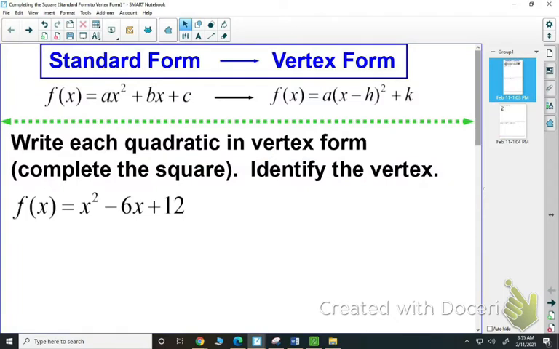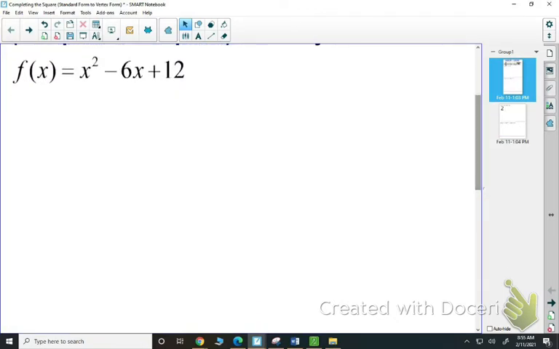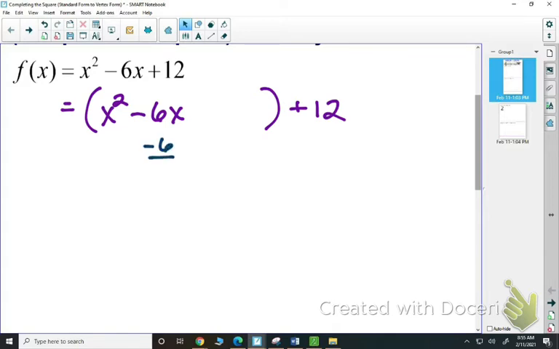So let's begin. If I have the function f of x equals x squared minus 6x plus 12, the first thing we're going to do is group together the x squared minus 6x, and then put the plus 12 outside here. To complete the square here, if you remember, we take this middle term, which is negative 6, divide it by 2, and then square it to put in that blank. So negative 6 divided by 2 is negative 3, and negative 3 squared is 9. So I'm going to put a plus 9 there.